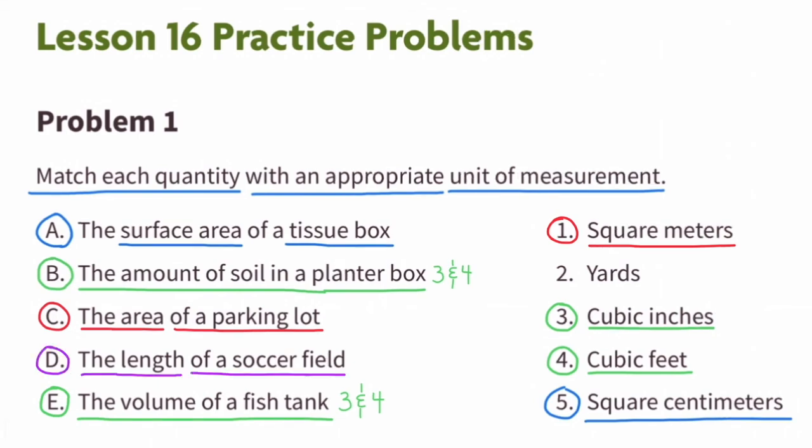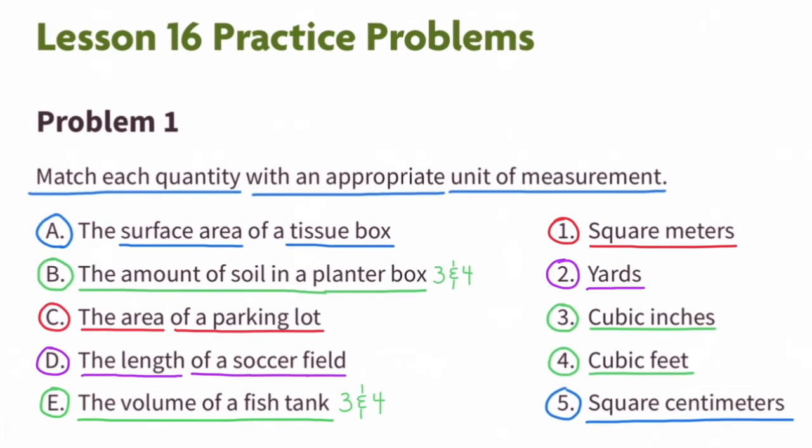And finally, D, the length of a soccer field. A length is one-dimensional, so we're looking for one type of unit measurement, like yards. Oftentimes, the length of a soccer field or the length of a football field is identified in yards. It would be ridiculous to identify the length of a soccer field in centimeters or in miles, but yards make sense.